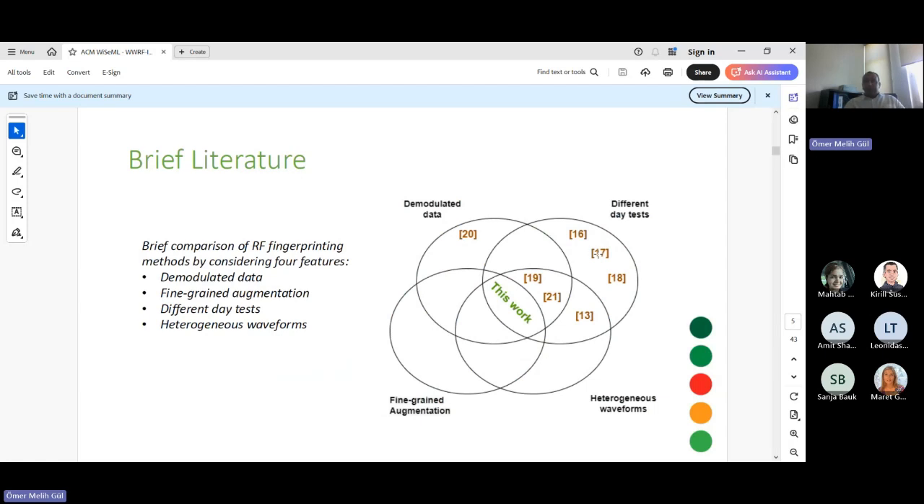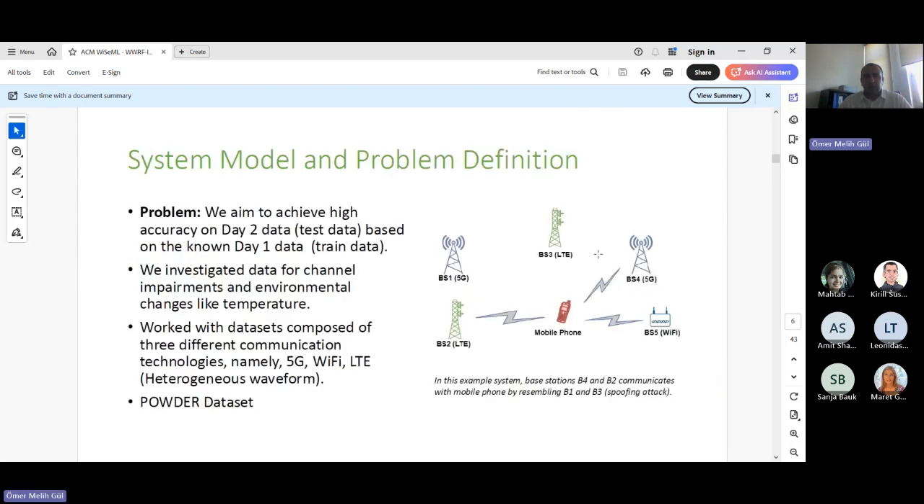Then we consider the problem in a more general manner. In the literature, they again consider demodulated data or different data or heterogeneous, multiple waveforms anyway. But in this work, our most recent work on RF fingerprinting, we propose fine-grained augmentation. It means that each class of the data is augmented with a different transformation. I will directly give the flow diagram of that approach.